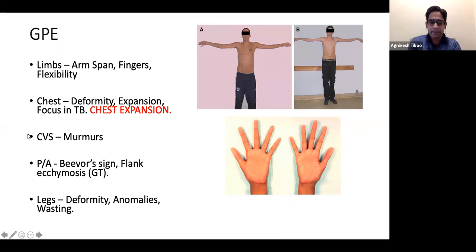If you get a case who has, say, a collagen vascular disorder, then you may have some murmurs also. You may or may not know about them, but it is always better to keep in mind that there may be some murmurs over there.